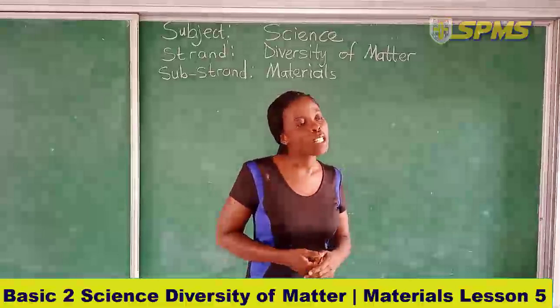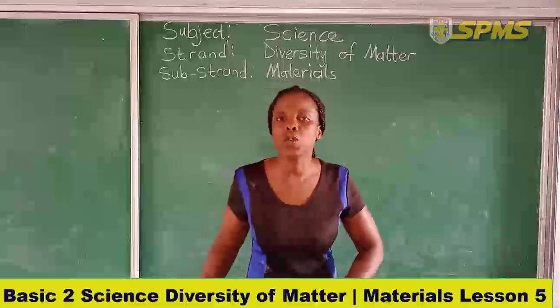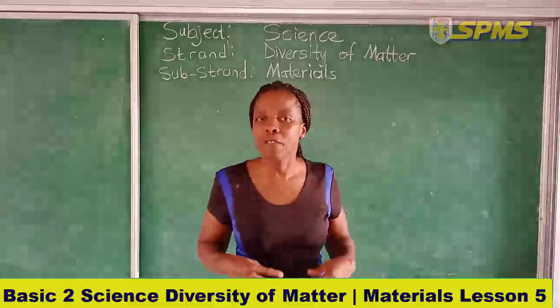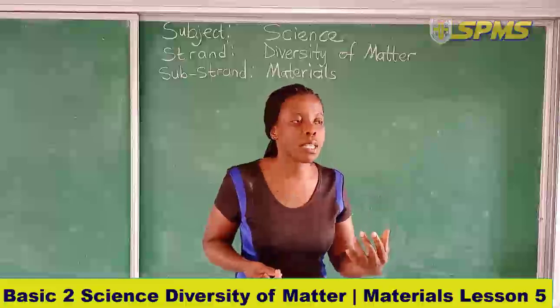Then it also helps us to what? To make vehicles to ease human movement. So because of materials, vehicles are created for us to be able to move from one place to another without suffering. We have another picture over there. Can you see it? Yes. Some artworks. We get certain artworks from materials. So materials are used for artworks. Artworks like what? Like the statue you see over there, or the fountain, and the sculpture and the fountain.